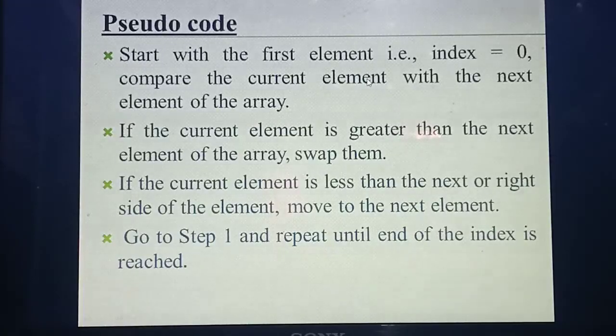Index equal to 1. That's the next element. So first you are going to start from the first element. What's the first element index value? Index equal to 0. Then you are going to compare the first index value to the next index value element.